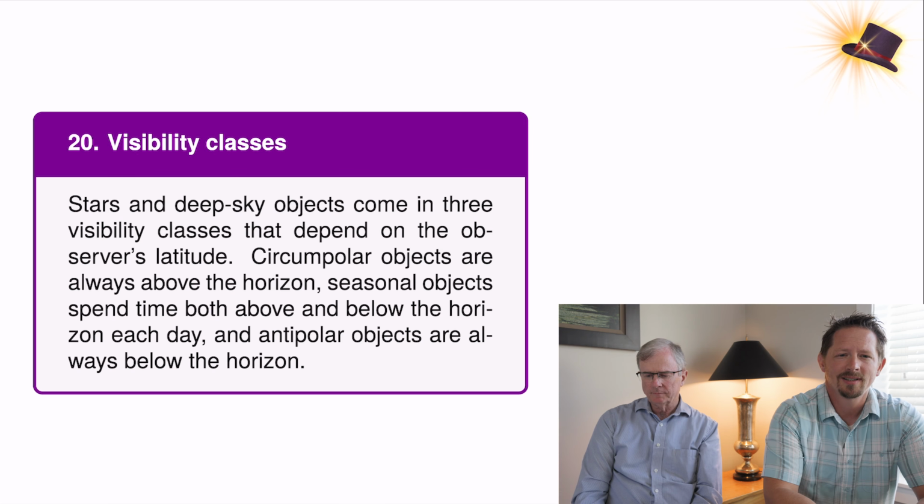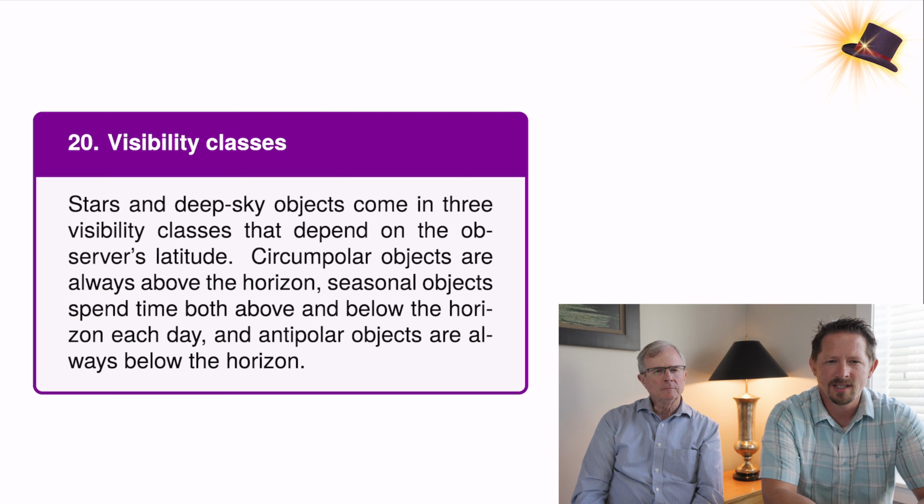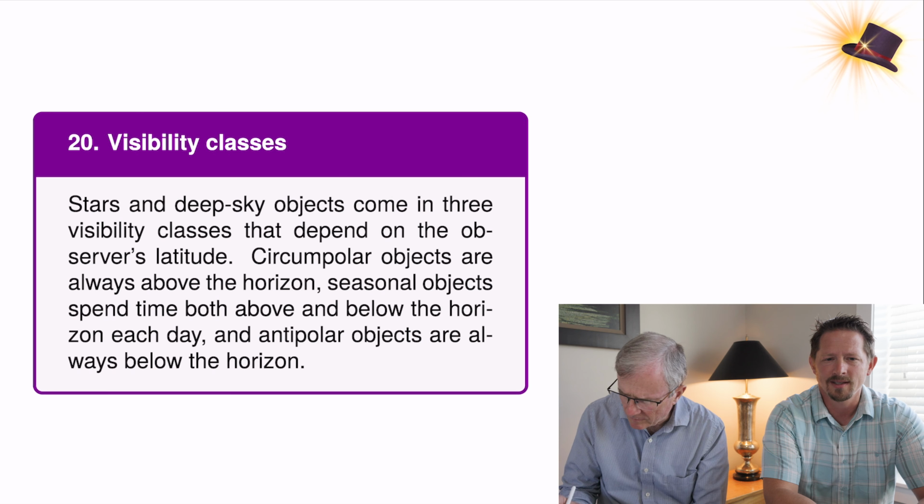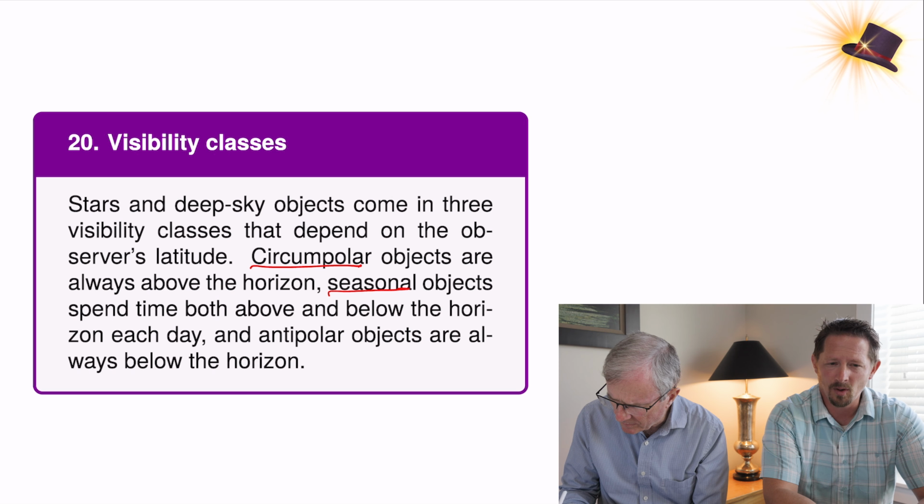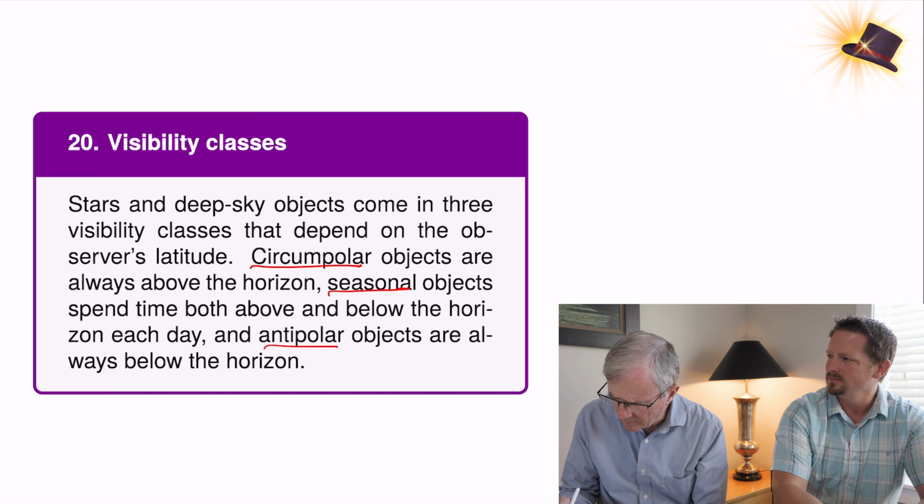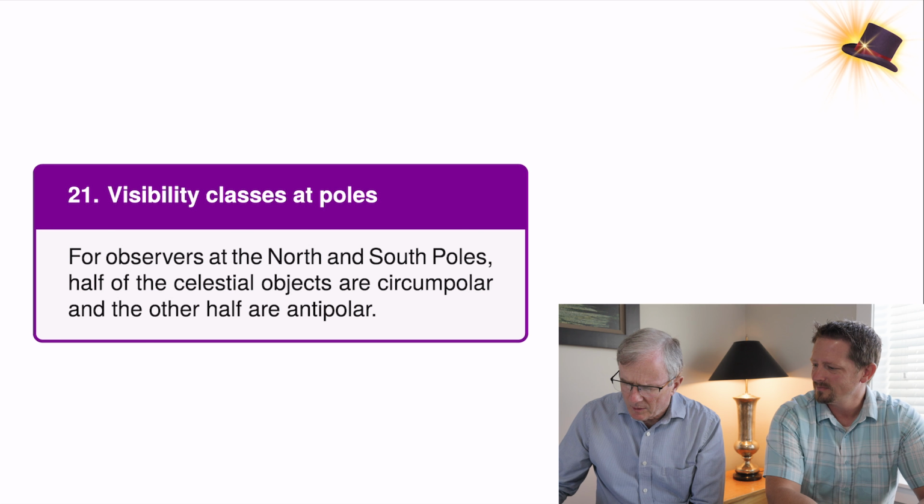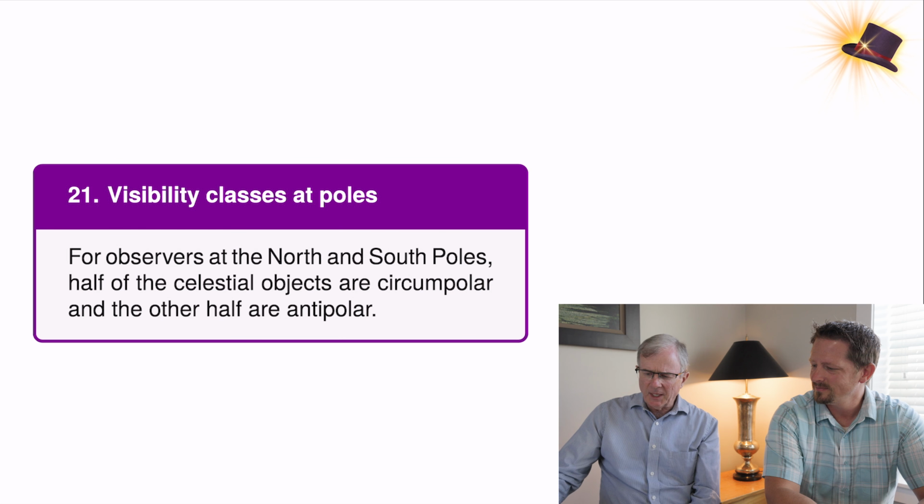Principle 20, visibility classes. Stars and deep sky objects come in three visibility classes that depend on the observer's latitude. Circumpolar objects are always above the horizon. Seasonal objects spend time both above and below the horizon each day. And antipolar objects are always below the horizon. Let's talk about visibility classes at poles.